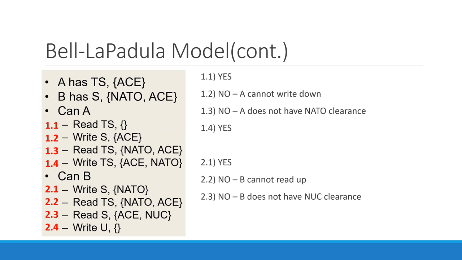B would not be able to read this secret document that has ACE and nuclear clearance because, as we can see up at the top, B is only cleared to read ACE and is not cleared to read nuclear. And then finally, can B write to a classified document that does not have any security categories attached to it? No, because B has a secret clearance, so writing down to a document would allow users who do not have any security clearance to view potentially classified information.